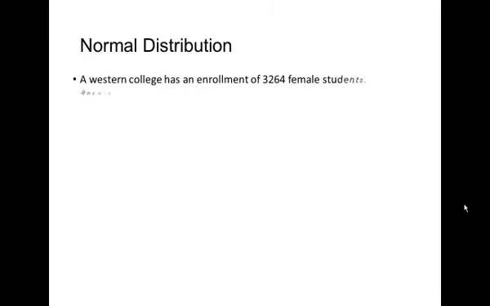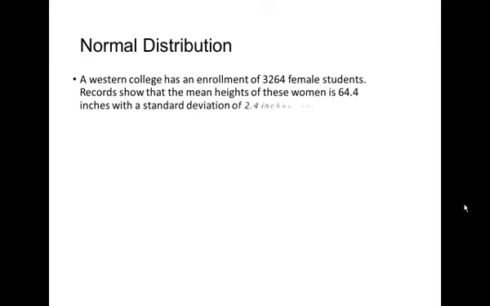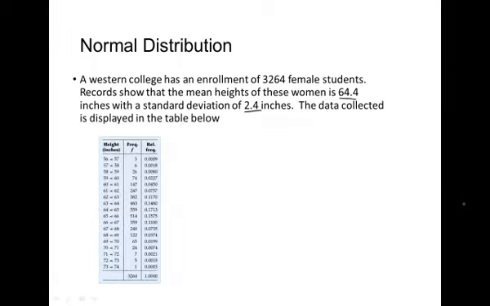So, an example: a Western college has an enrollment of 3,264 female students. Records show that the mean height of these women is 64.4 inches, with a standard deviation of 2.4. The data collected is displayed in the table below. So hopefully you can read that. We've got heights here, and we've got relative frequencies and frequencies in this part of the table.